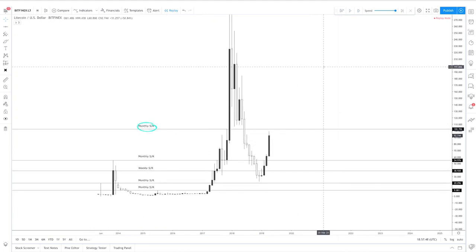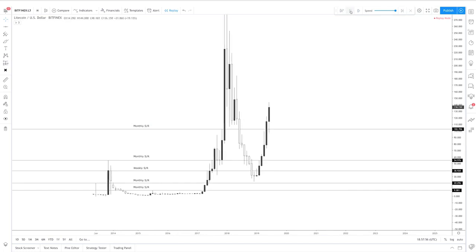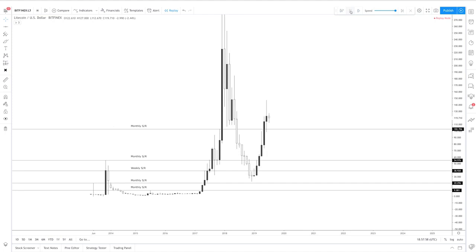So here's our monthly SR. Let's see what price is going to be doing into it. Initial reaction. Is it going to break it? Oh, we're popping through it. We've come back up through it, and we're not holding it. So this is now resistance.